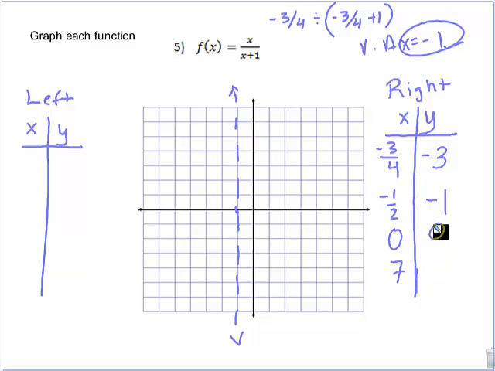Why do you get 0 when you plug 0 in? There's a 0 on the top. Now plug 7 in. 7/8.